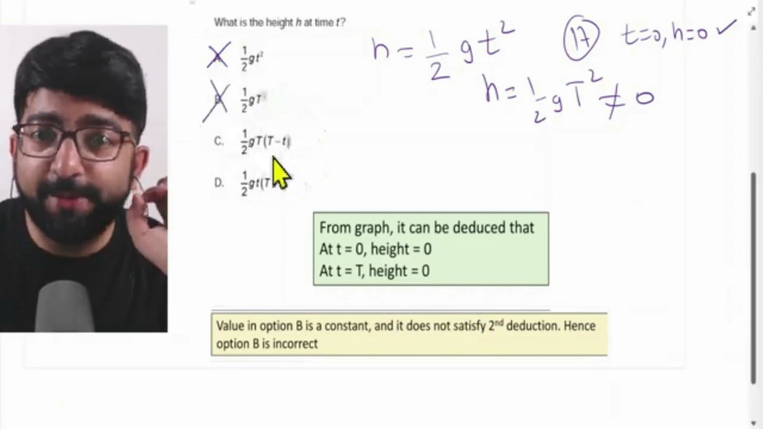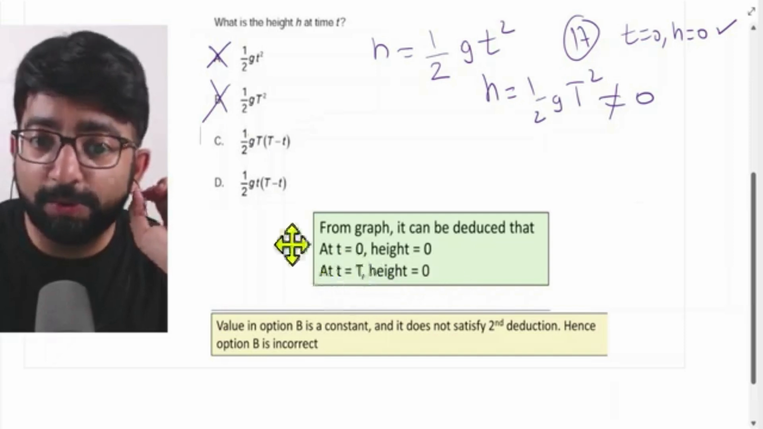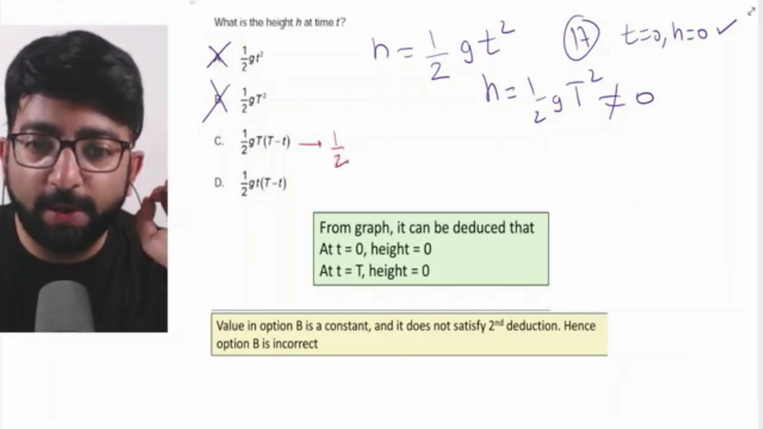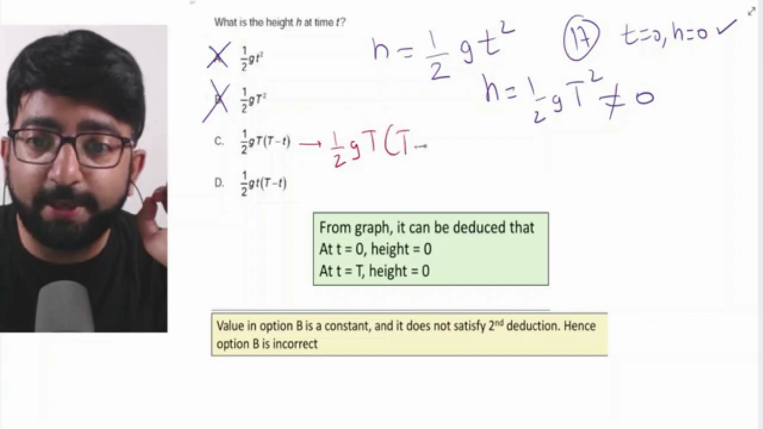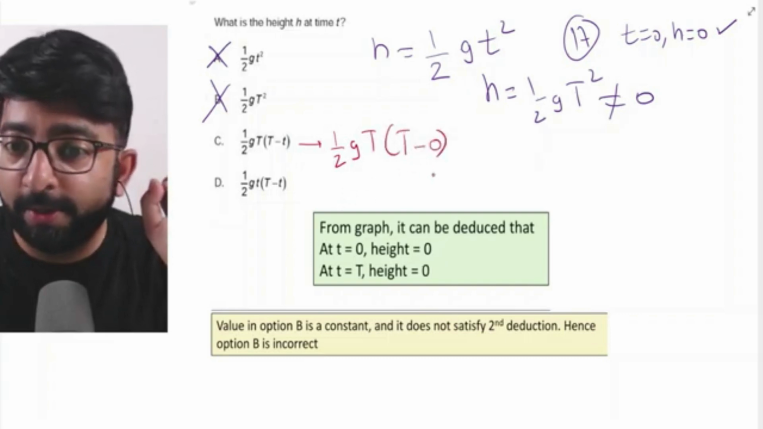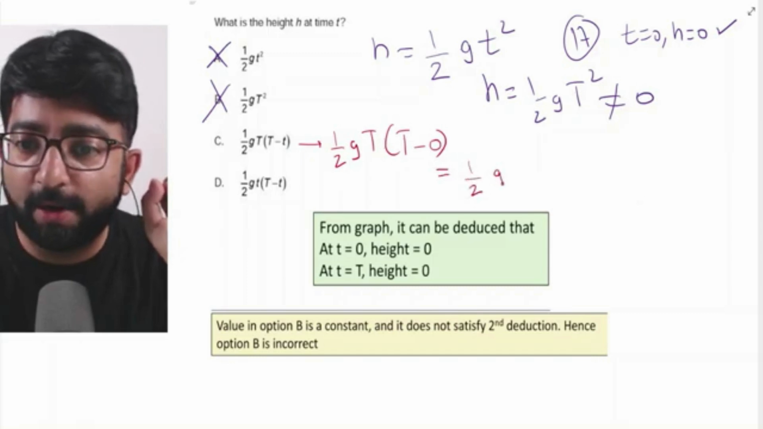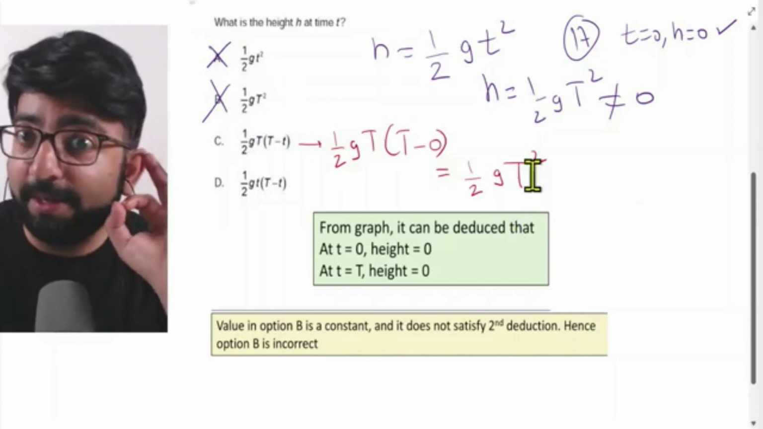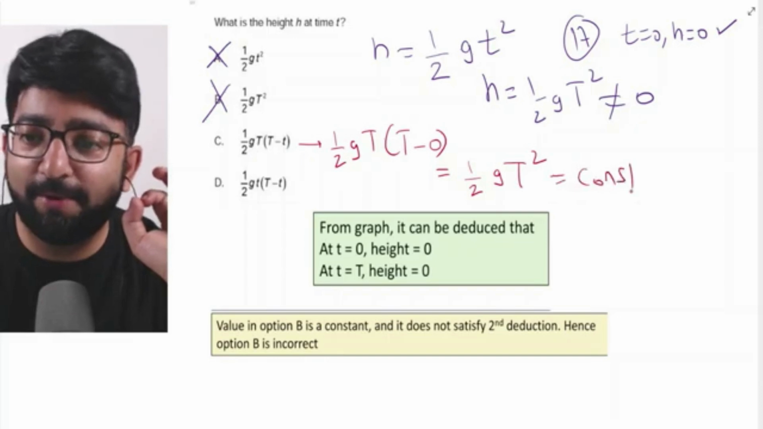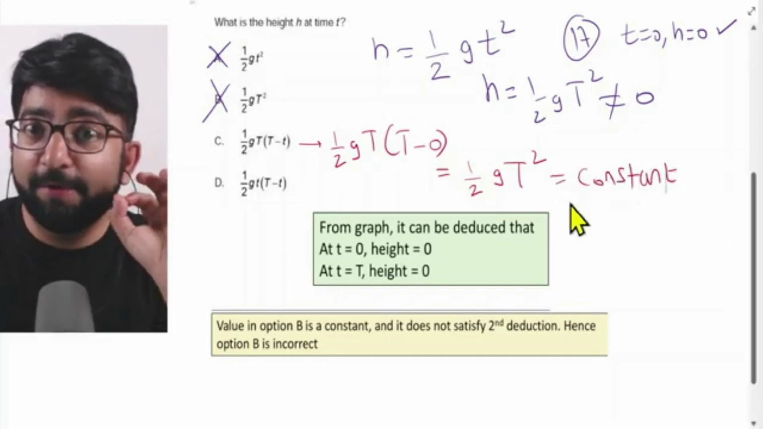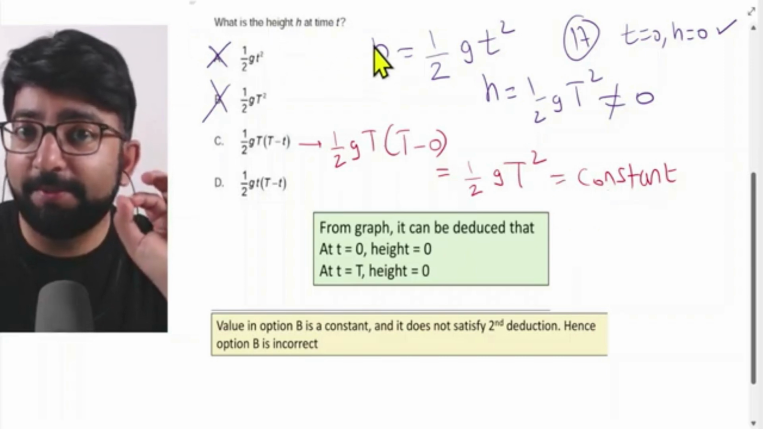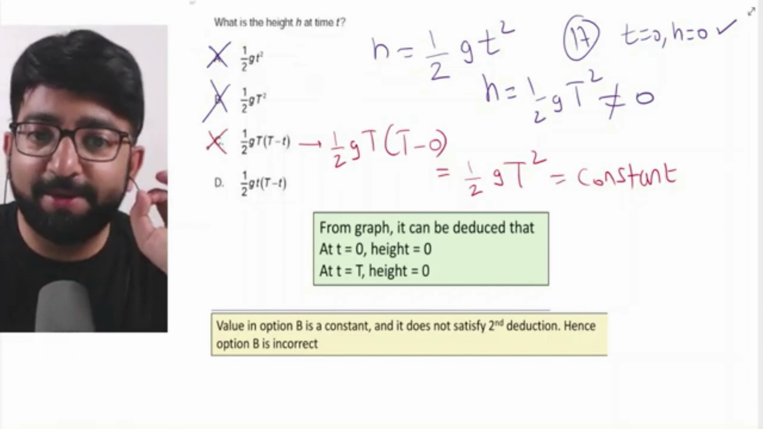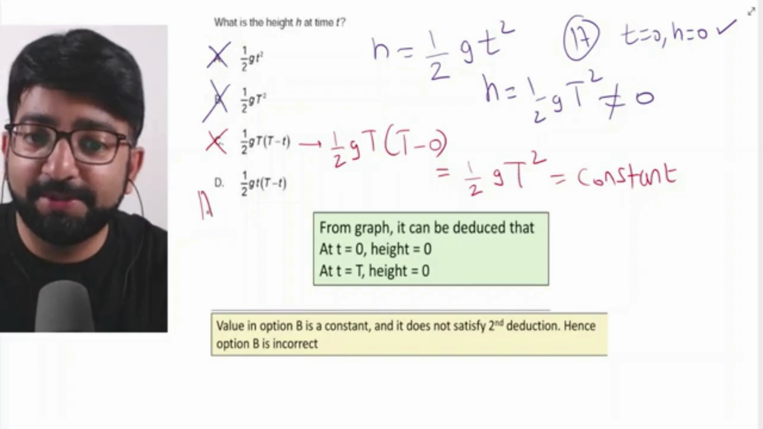Now let us look at option C, and let's try to put the condition time t is equal to 0. So if we put time t is equal to 0 in option C, let's see what we get. Half g capital T into capital T minus 0, since time we are considering as 0. So if we simplify this expression, we will get half g capital T square, which is the same expression which was there in option B. Now, half g capital T square is a constant value. Let us write this down. Capital T is a constant. Now, which is not possible because the height at a particular time t cannot be a constant. It has to change depending on small t, which means even option C is incorrect, which means we are left with option D, which is the right answer.